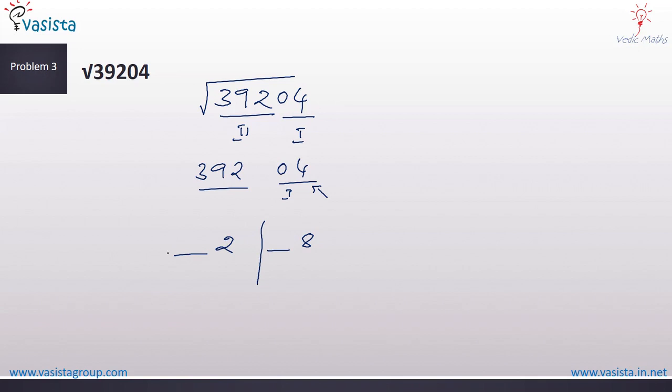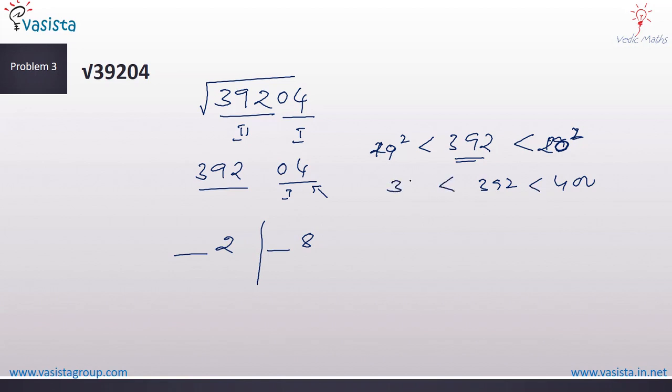Now we are supposed to find the rest. Where exactly does 392 come? 392 comes between 19 square and 20 square. 20 square is 400, and 392 is less than 400 and more than 19 square, which is 361. So take the lesser one, that is 19. So 192 or 198. The square root of 39204 is either 192 or 198.